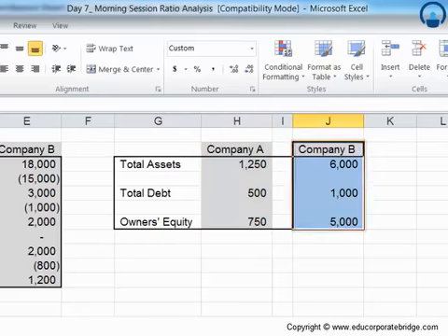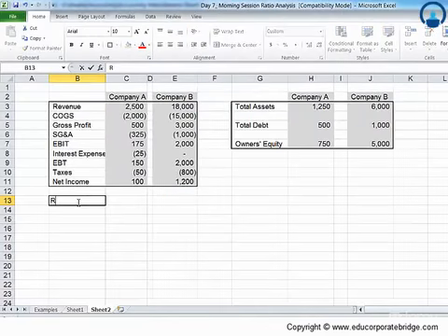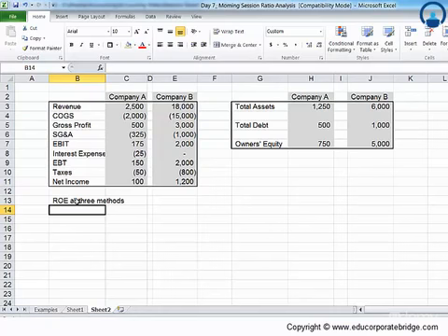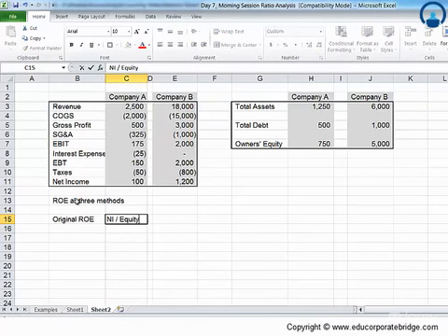So what we'll do here is we'll calculate ROE using all three methods. So the three methods, as we have discussed earlier, one is the original method, second is the DuPont, and third one is the extended DuPont. So we'll start with the original method for calculation of ROE. So ROE is defined as net income divided by equity. So let's calculate this for company A as well as company B.